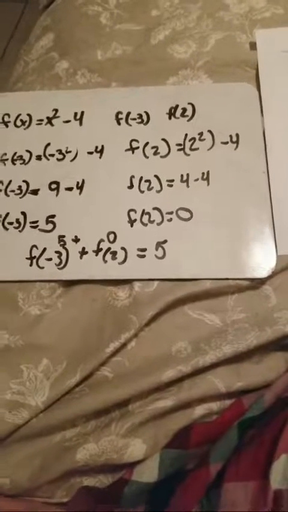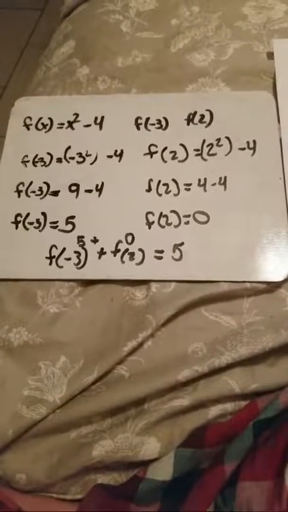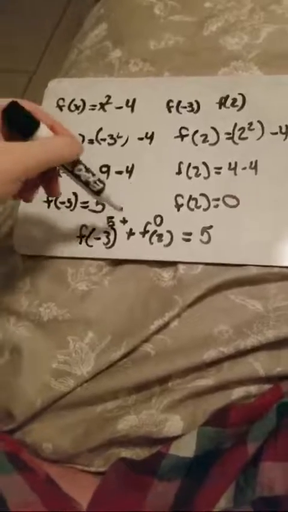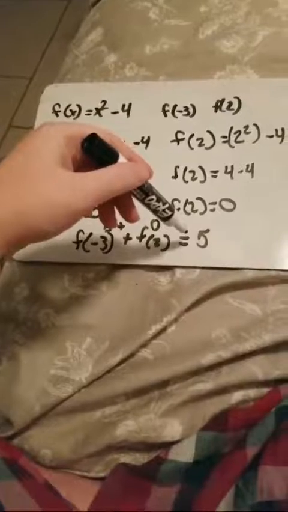Daniel, why are you doing f of 0? We asked for f of -3 and f of 2, and f of -3 is 5, and f of 2 is 0. 5 plus 0 is 0.